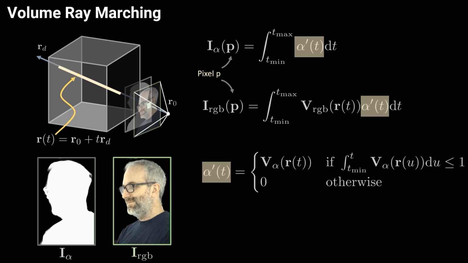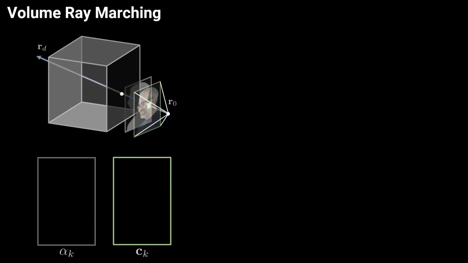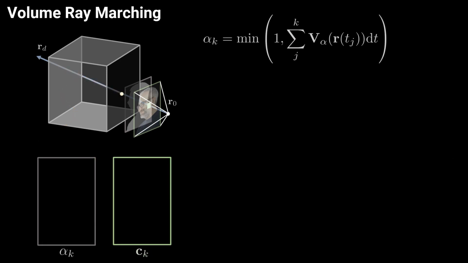We can't really analytically evaluate this integral, so what we do instead is numerically integrate it. So now we take discrete steps along the ray. Alpha k is the output opacity at step k. This equation says, to compute opacity, we sum up the volume opacity at each point multiplied by the step size dt and clamp it if it goes above 1.